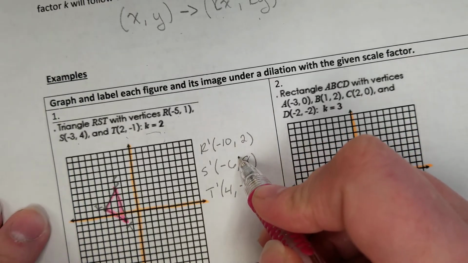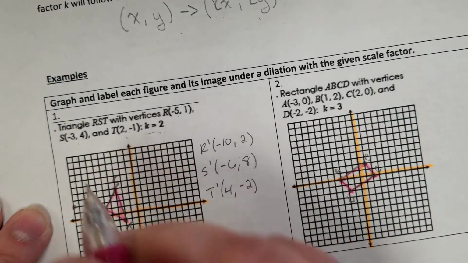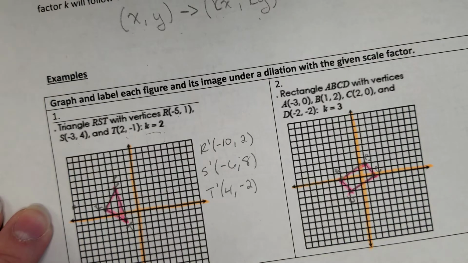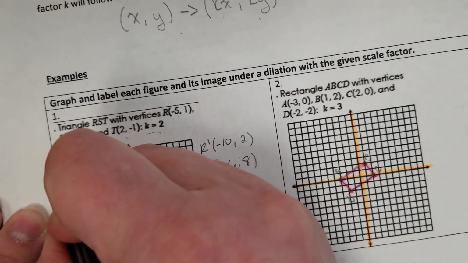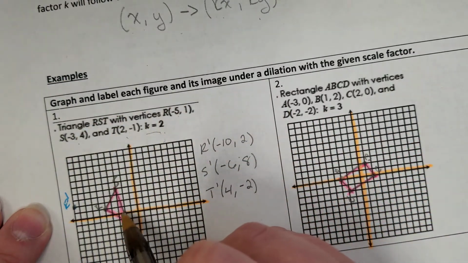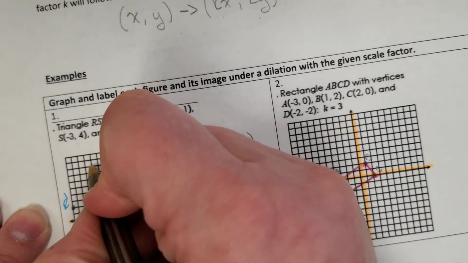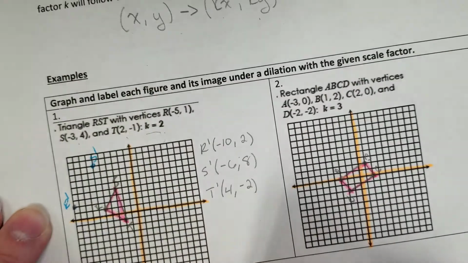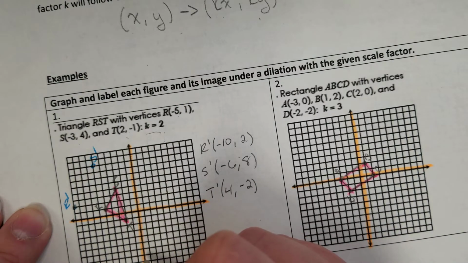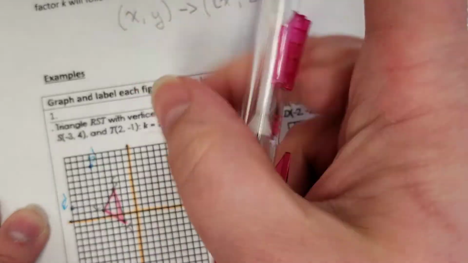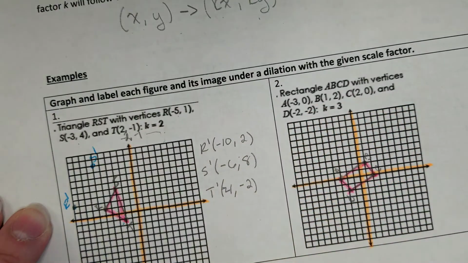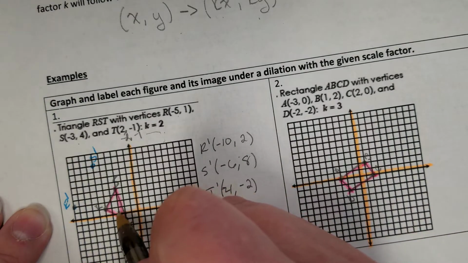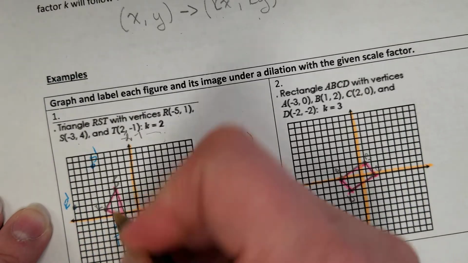And then you just graph those points. Actually, I'm going to use a different color so we can see them. So this is R prime, then S prime, so we have 1, 2, 3, 4, 5, 6, and 8. So there's S prime, and I realized I have graphed this point wrong. We're actually going to be using (-2, -1), which means this is (-4, -2). So there's T prime.